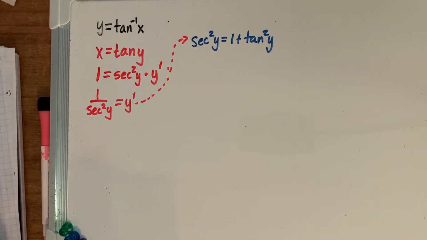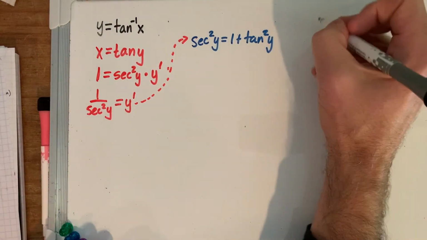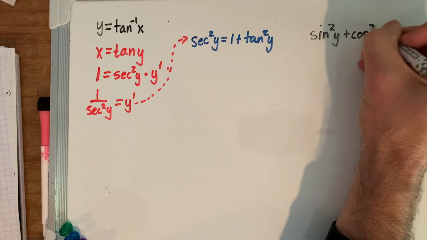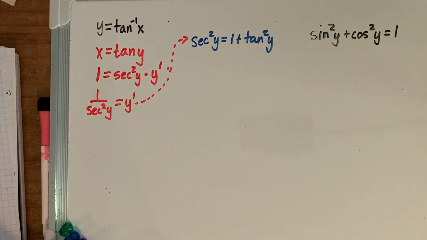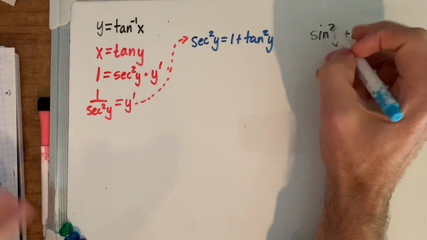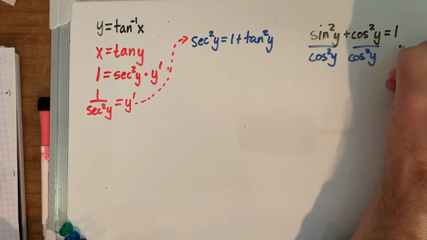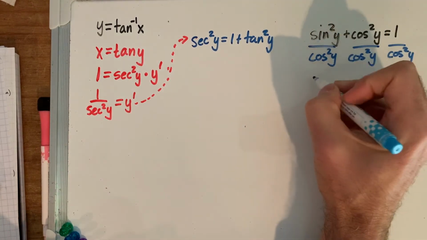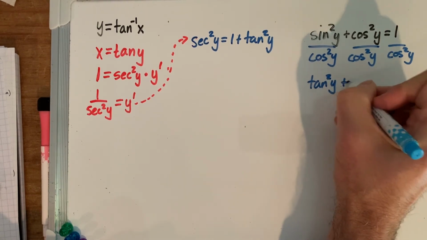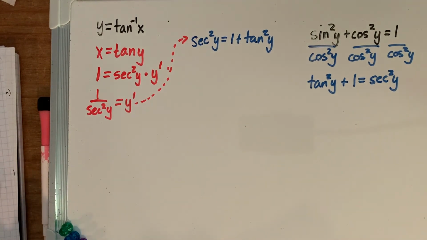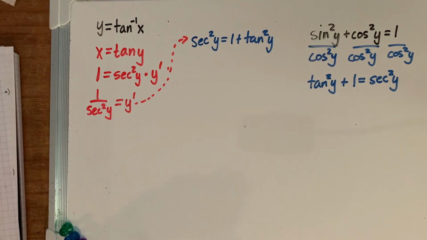Now, sometimes people have a hard time remembering the relationship there between secant and tangent. If you take the Pythagorean identity, sine squared plus cosine squared is equal to 1, and you think about what would happen if you take each of these and divide them by cosine squared, it makes the identity a little clearer that you have tangent squared plus 1 equals secant squared of y. So that's where that identity comes from. If you forget it, that's a good way to get it. You can also divide each of those by sine squared and get a relationship between cosecant and cotangent.